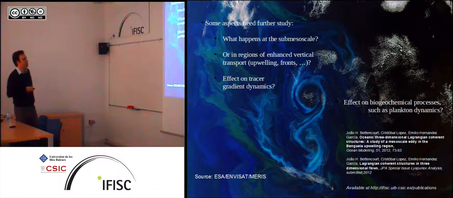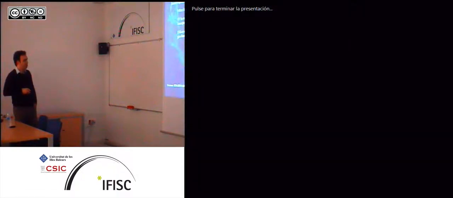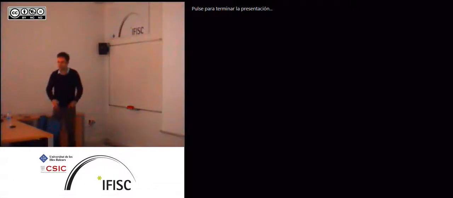ocean. And finally, just to say, this is the image of another plankton bloom, and you can see that here, these are the plankton concentrations. They almost perfectly track the limits of the eddy. And this is a picture from the Envisat satellite, the MERIS instrument. And that is all. Thank you very much.